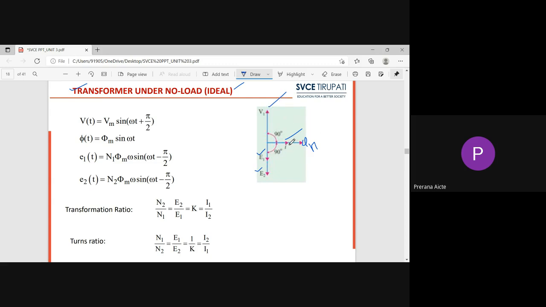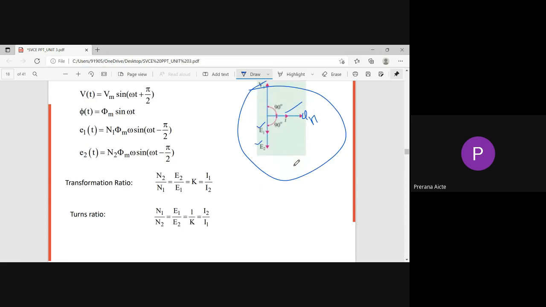The current I lags V1 by 90 degrees. So from the EMF equation, the flux also lags the induced EMF E1 by 90 degrees. That is nothing but E1 lags Φm by 90 degrees. Similarly, E2 also lags Φm by 90 degrees. So this is the basic vector diagram for an ideal transformer under no load condition.